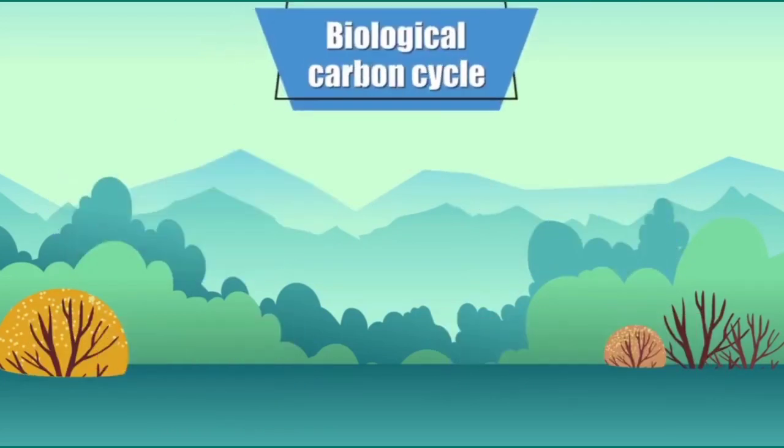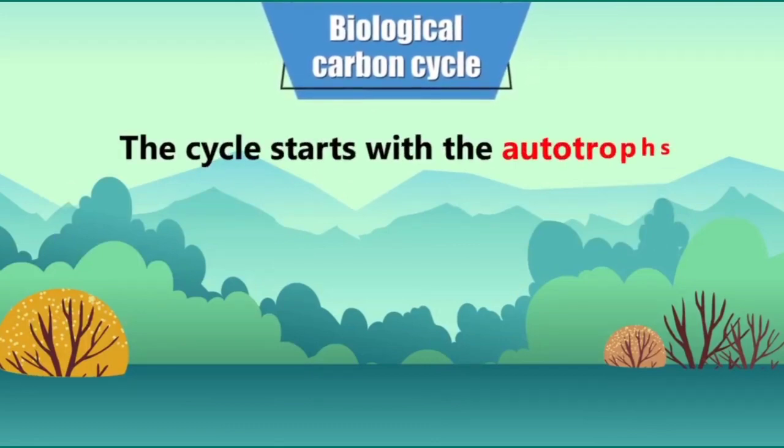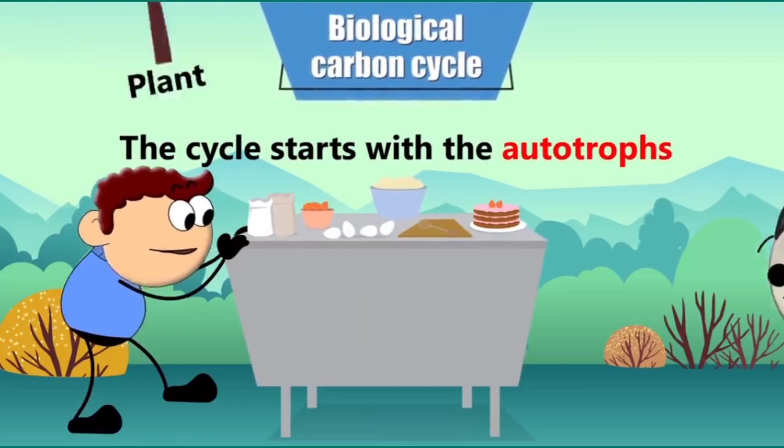Let's first talk about the biological carbon cycle. The cycle starts with the autotrophs, which can make their own food, plants.